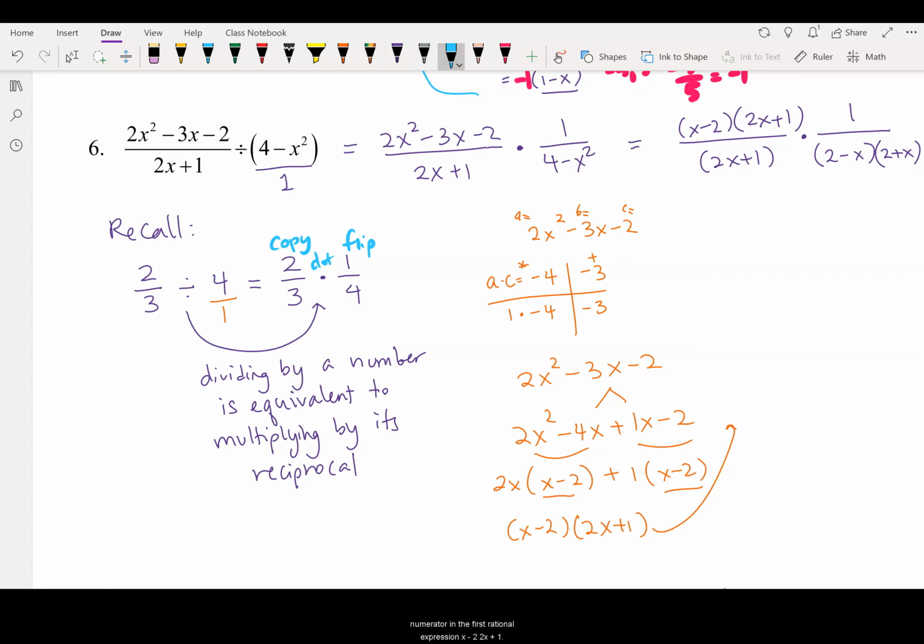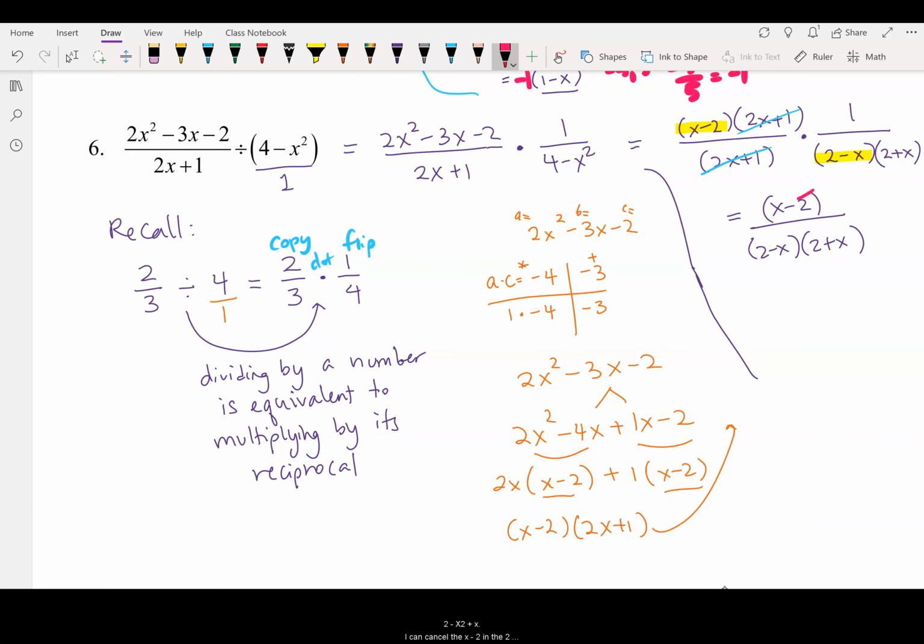Now I can consider canceling like factors. I have one pretty obvious one, 2x plus 1 can be canceled. The other one isn't as obvious, x minus 2 and 2 minus x. These are opposites again, just like the previous x minus 1 and 1 minus x. Simplifying this rational expression by multiplying across on the top, x minus 2, and across on the bottom, 2 minus x, 2 plus x.